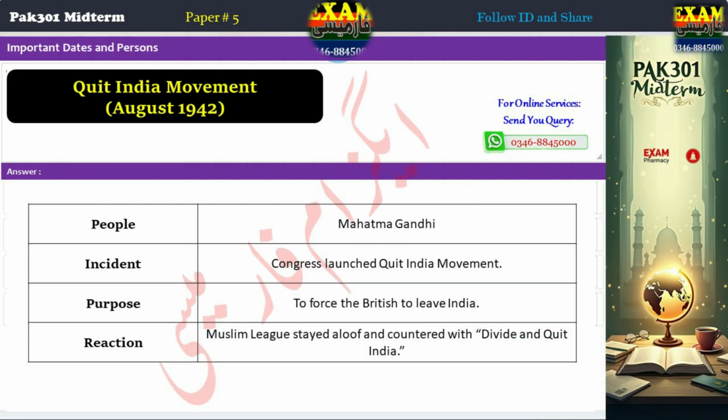Quit India Movement, August 1942. People: Mahatma Gandhi. Incident: Congress launched the Quit India Movement. Purpose: to force the British to leave India. Reaction: Muslim League stayed aloof and countered with Divide and Quit India.